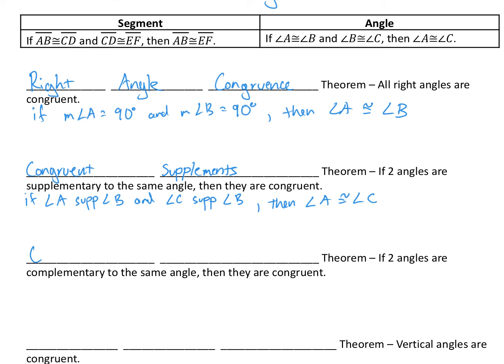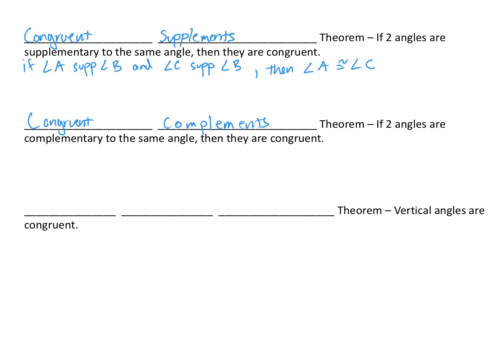Same thing with complements. So congruent complements, which just basically says if two angles are complementary to the same one, then they have to be congruent. So angle A is complementary to angle B, and angle C is also complementary to angle B. Then A is congruent to C.